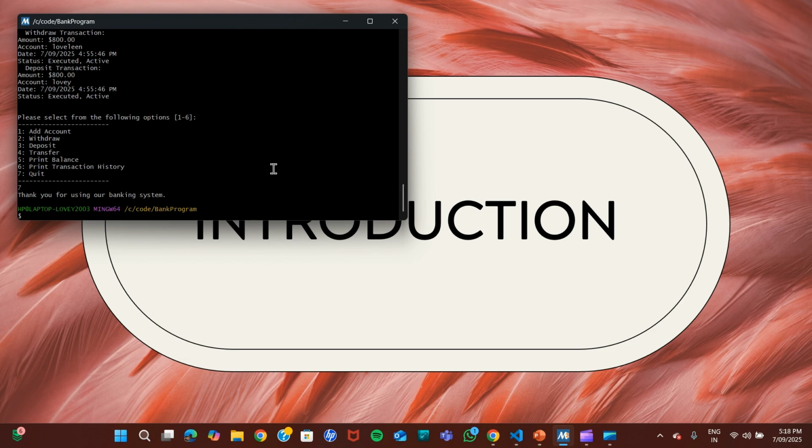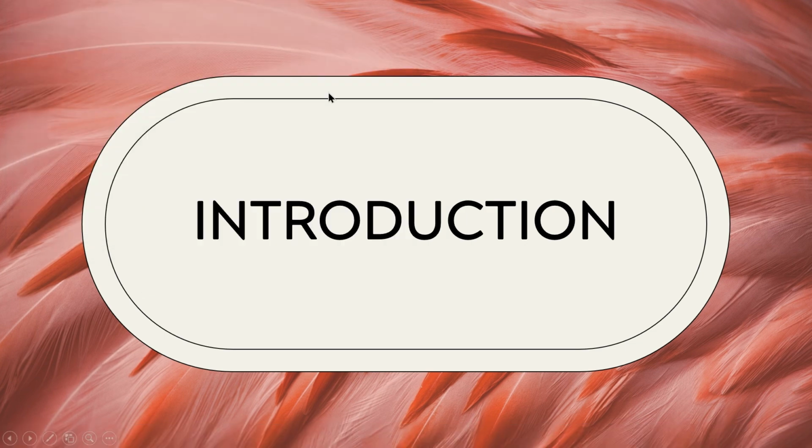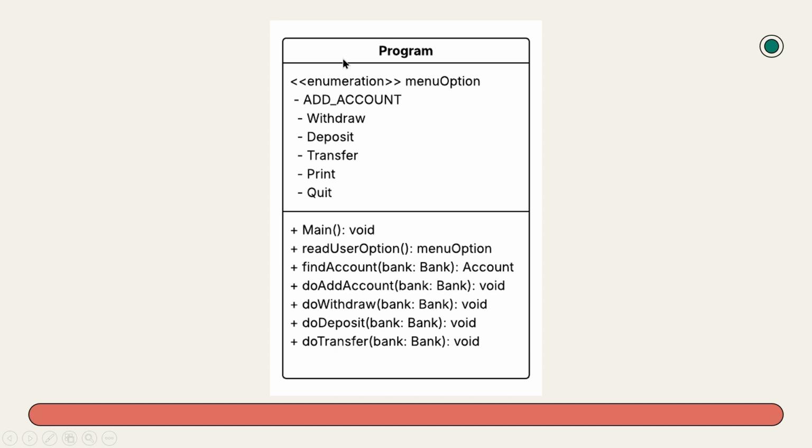So this entire system is built using some key classes, and each of them has a clear role. Let's see all those classes first. First one, we have the program class. This class starts the application and shows a menu to the user, like add account, deposit, withdraw, transfer, print, quit, etc. It reads what the user wants to do, like add an account or make a transaction, and then calls the right method to handle it. These all are the methods which it has.